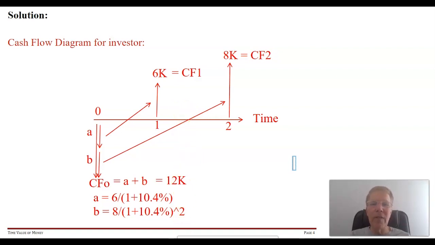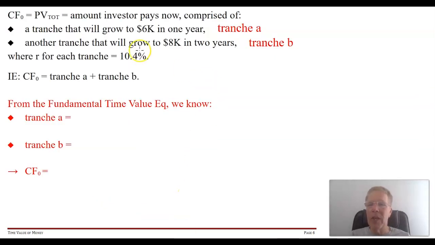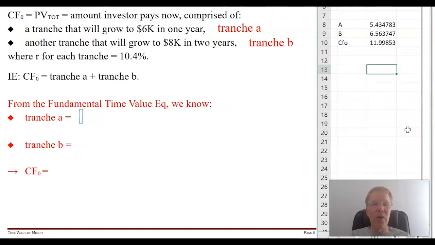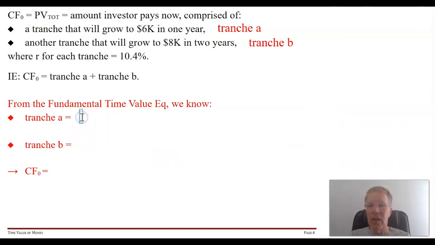All right, let's go on and see what I have down here for text on the next couple of pages. So CF0 equals PV, the total amount the investor pays now, which is comprised of that tranche A and that tranche B. Tranche A grows into 6K, tranche B grows into 8K. Each tranche is growing at 10.4%, and we did the work on this. So 5.43, and here we have 6.56. And our total is equal to 12.0.